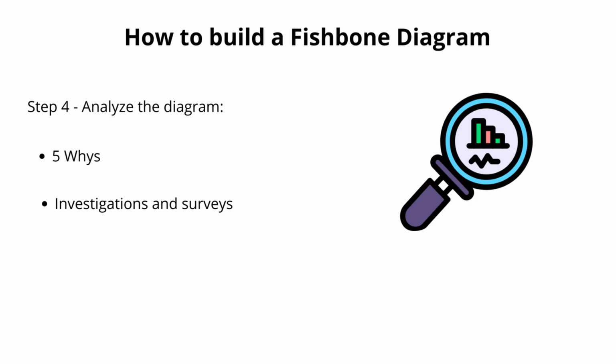And the last step is to analyze the diagram. You should have the full fishbone diagram showing all possible causes of the problem statement. Using tools like the five whys, investigation, and surveys, you can now investigate the problem further and see which of these potential causes is in effect contributing to the problem. A helpful tip for this step is to write all possible causes of the problem on sticky notes, so you can group similar ones together on the whiteboard.